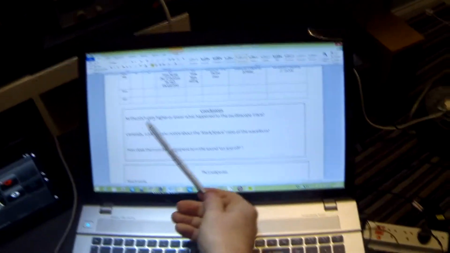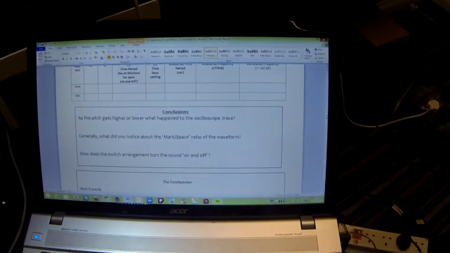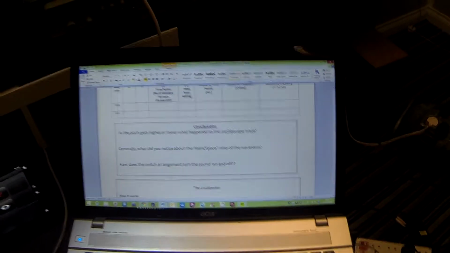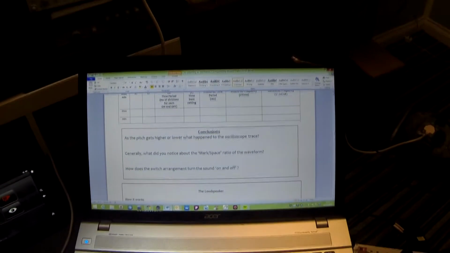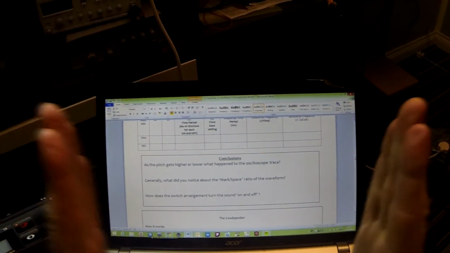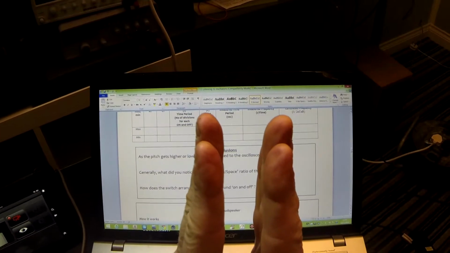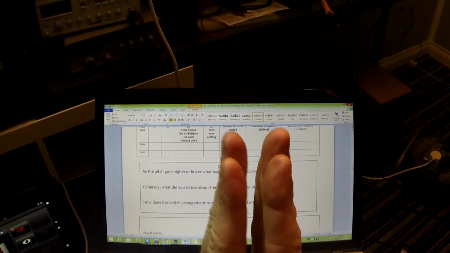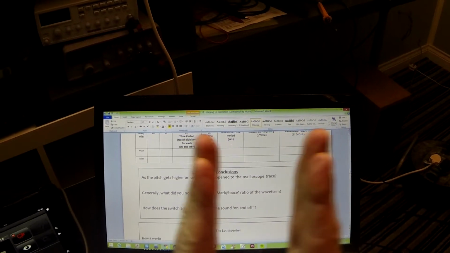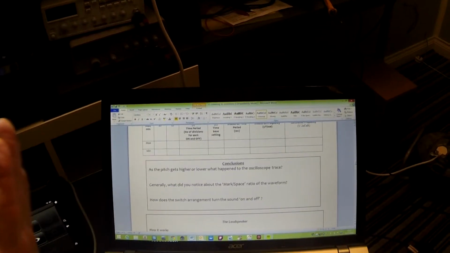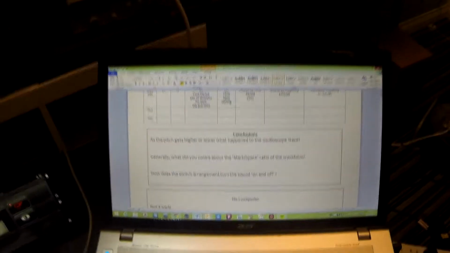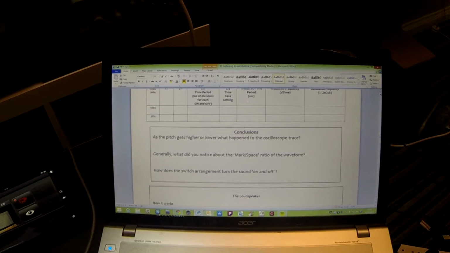And as the pitch gets higher or lower, what happened to the oscilloscope trace? Well, as we've stated before, as the pitch gets higher, the frequency gets smaller and we get more of the waveforms on a screen. And as the frequency gets lower, the time period extends and therefore it gets longer. End of activity 1.